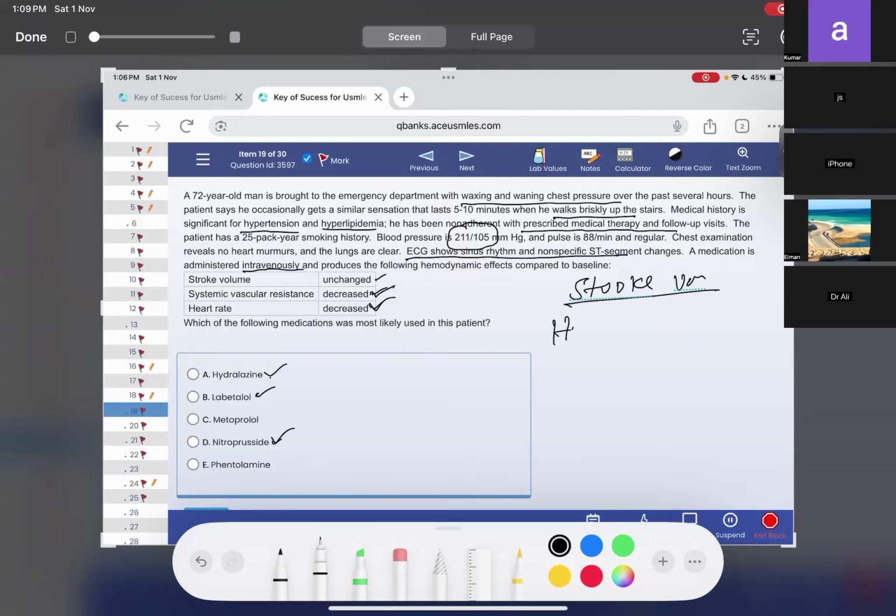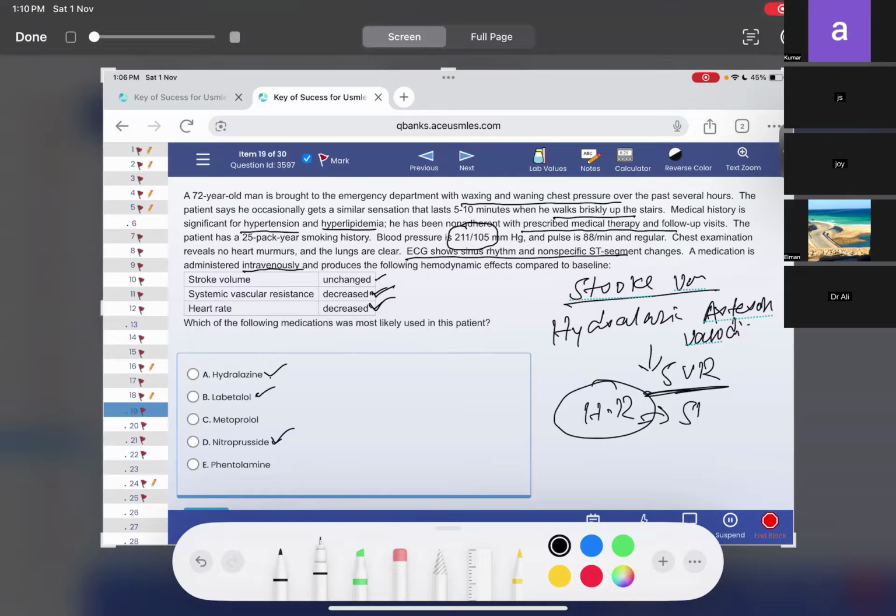So hydralazine is a direct arterial vasodilator. It will only decrease the systemic vascular resistance. It has nothing to do with heart rate, and it will also change the stroke volume. So hydralazine is not correct here.